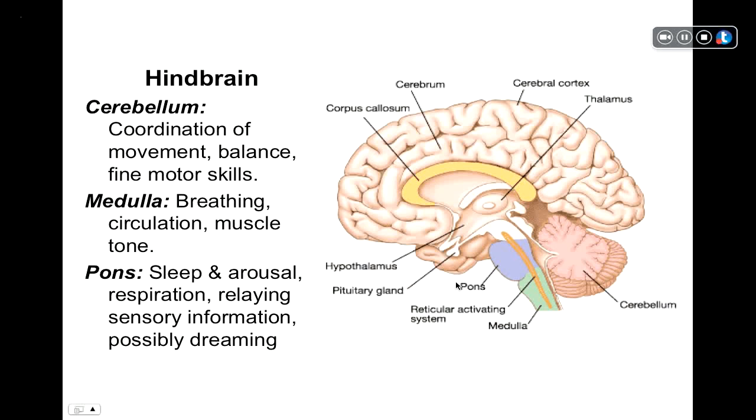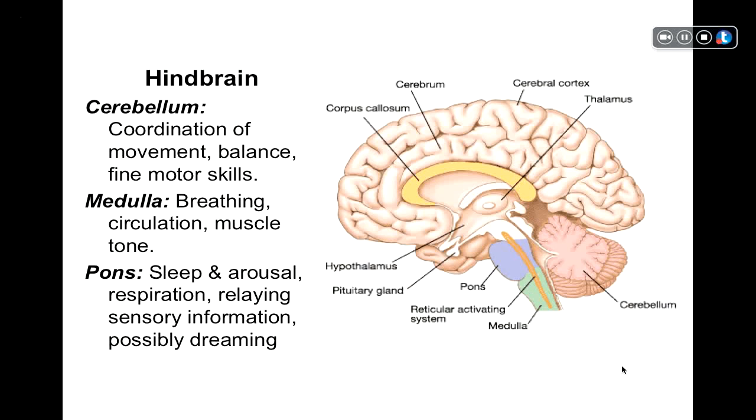So the hindbrain, this area down here, the lower part of the image is the hindbrain. It contains the cerebellum, the medulla, and the pons. So think of the cerebellum as the little brain. Essentially, that's what it's called because it has the same sort of convoluted surface as the larger cerebral cortex. Think of the cerebellum as that part of the brain that's responsible for coordination of movement. So if you can walk a straight line, that's due to the action of the cerebellum. Fine motor skills as well.